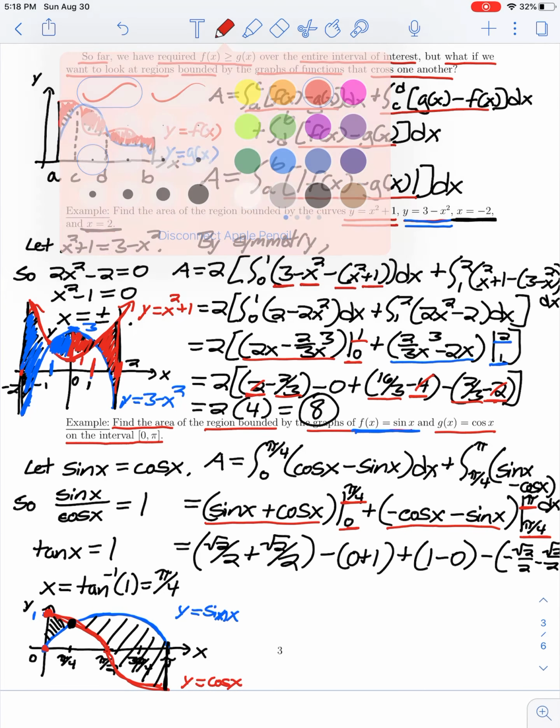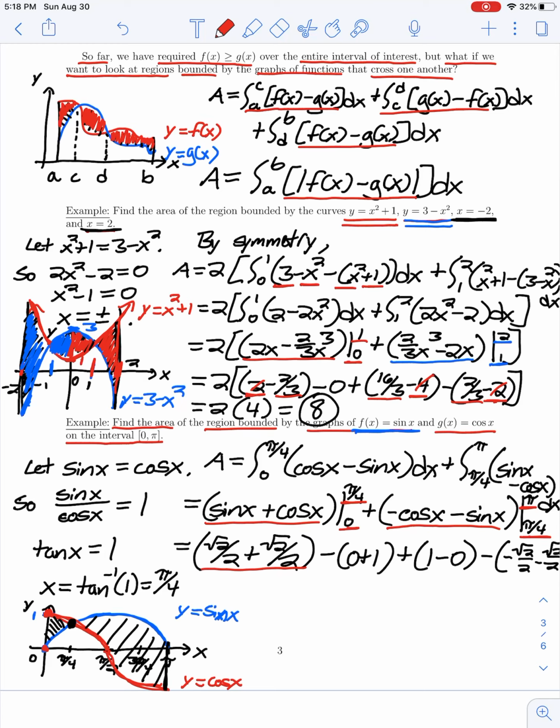So let's see what we're left with. Grouping these first two terms, root 2 over 2 plus root 2 over 2, gives us 1 root 2. We're then subtracting 1 and adding 1, so those terms will cancel one another. And on the end, we're subtracting the quantity, negative root 2 over 2 minus root 2 over 2, which becomes addition of a 1 times root 2. So altogether, we're left with 2 times the square root of 2 for the area of the region between those curves on this interval from 0 to pi.